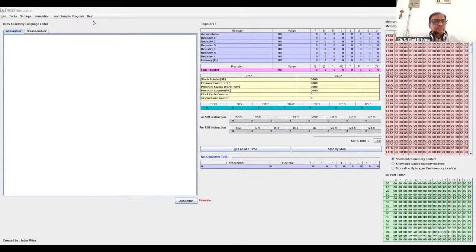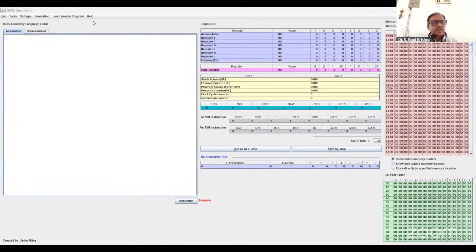Then STA, store the accumulator contents direct. Whatever the accumulator content is will be stored in the location specified by the 16-bit address, that is STA 2050. After any operation, any addition or subtraction, if the contents are there in the accumulator, they will be stored in the memory location specified by STA 2050.